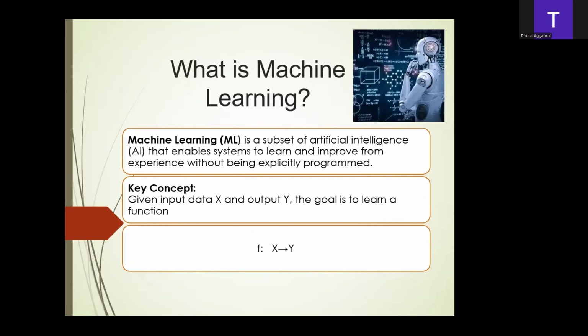So what is the key concept? The key concept is we have the given data, that is your input data X. We have the output that is represented by Y. The goal is to learn a function, represented by F, where input data X and output Y are internally correlated. So we need to find the relationship between input and output. This is basically machine learning.